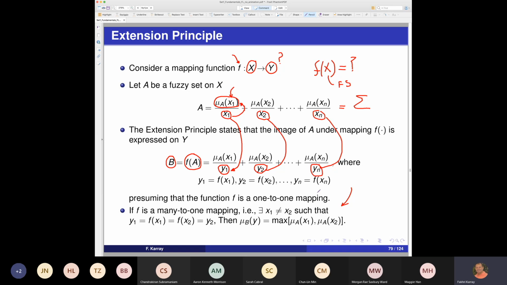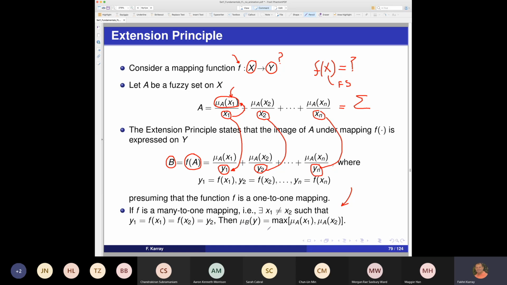So now, in the case where the function is not a one-to-one mapping and it is a many-to-one mapping, such that y1 is equal to f(x1), f(x2) is equal to y2, or even further, we can have f(x1) equal to f(x2) equal to f(x3), and all of them are equal.